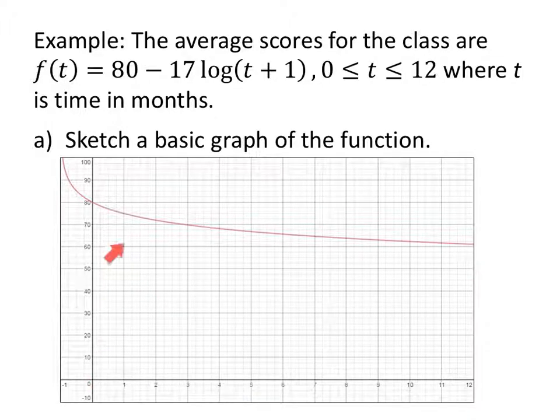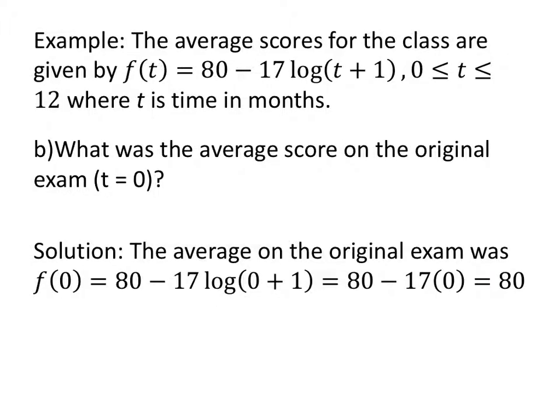Notice after 1 month, the scores are about 75. After 4 months, they're a little less than 70. After 9 months, a little above 60, maybe 62. After 12 months, the scores are getting close to 60. It looks like here at time 0, the original scores were 80 on the exam. No coincidence, just saying. Let's take a look at the actual questions.